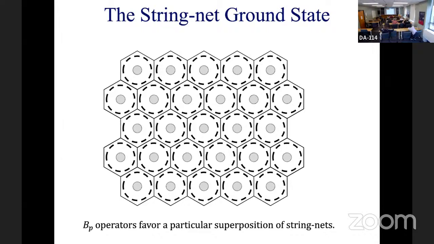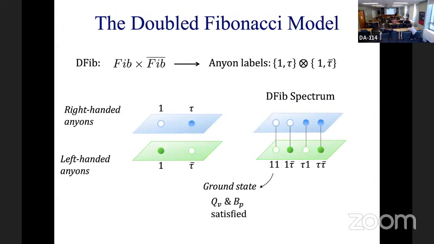In general, in our lattice, that's what BP does. To enforce BP, we just apply BP to each of these plaquettes. After we absorb these strings into the edges, the result is the particular superposition that corresponds to the ground state of the double Fibonacci model. So in this picture of looking at this double Fibonacci spectrum, the 1-1 corresponds to the ground state where both QB and BP are satisfied on every vertex and plaquette.